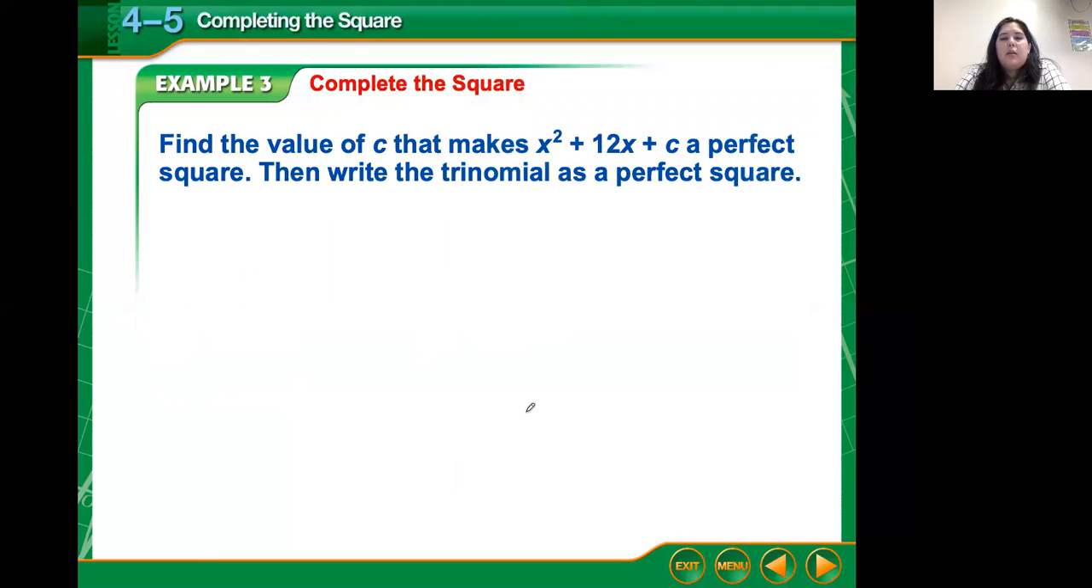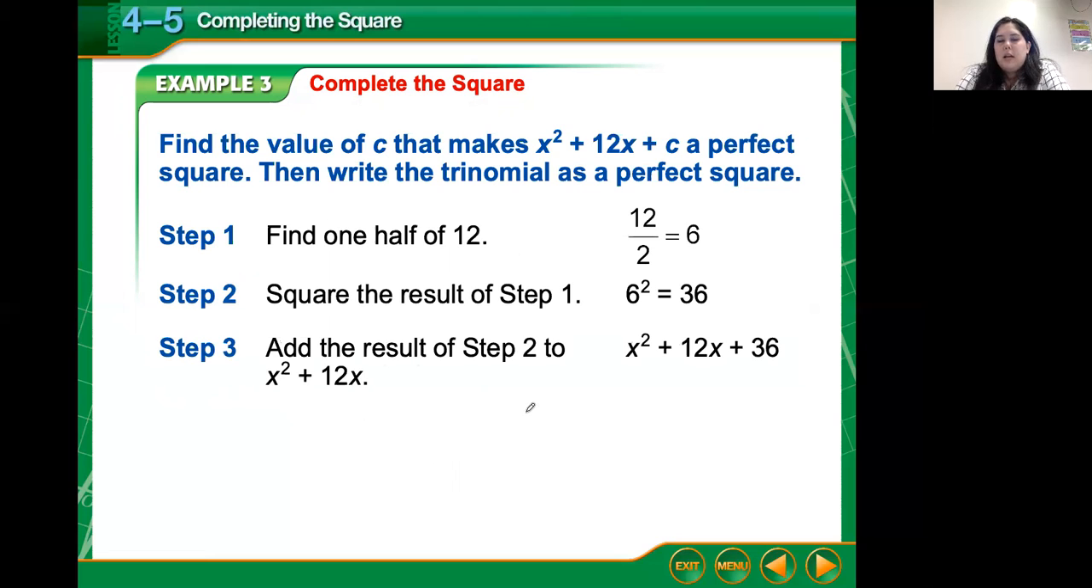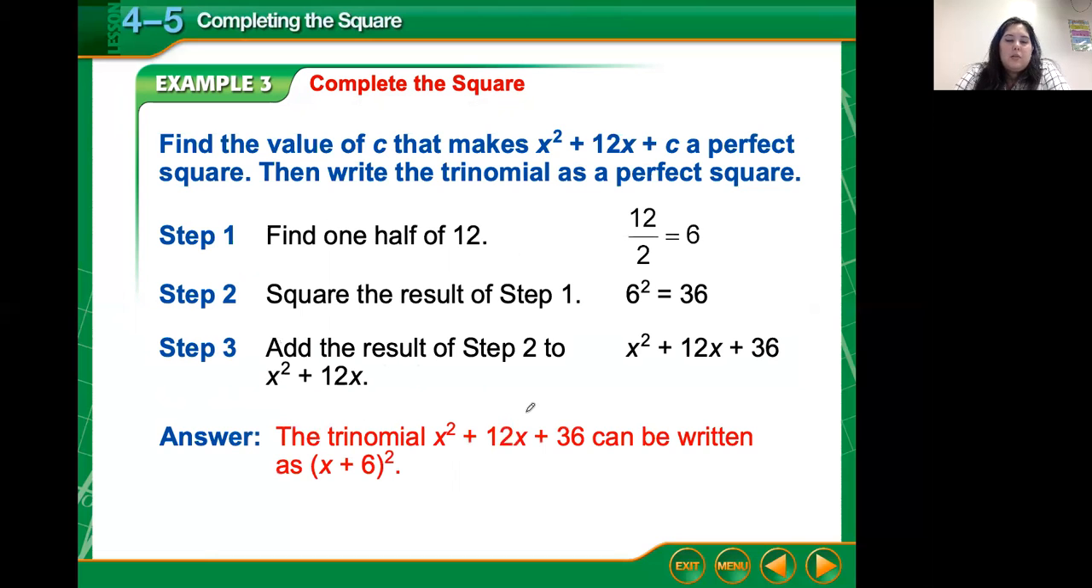So taking a look here, we're going to find the value of c that makes the statement x squared plus 12x a perfect square. So we're going to take half of 12, which is 6, and square that number. 6 squared is 36. We are then going to add that, so we get x squared plus 12x plus 36. And this can be written as x plus 6 squared.